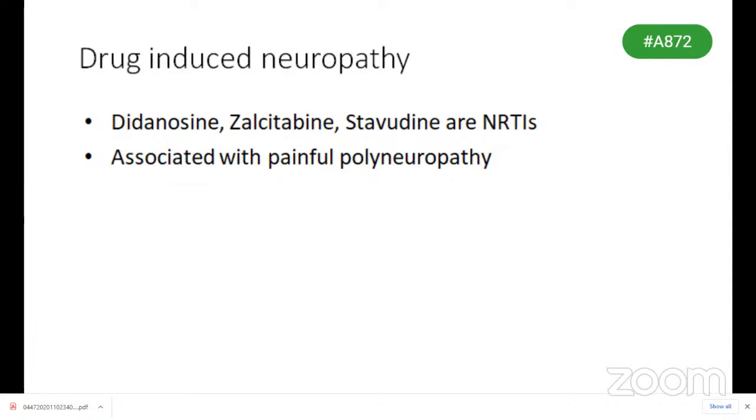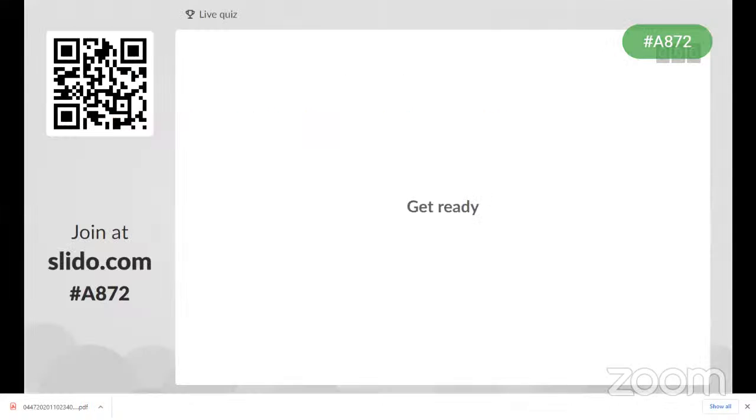So we know now that these drugs are rarely used because they can cause a very bad neuropathy. You need to use other drugs. So don't use these NRTI group of medicines, especially if you have a patient with neuropathy.